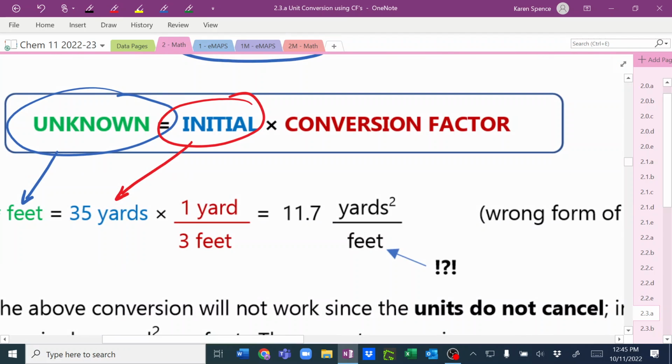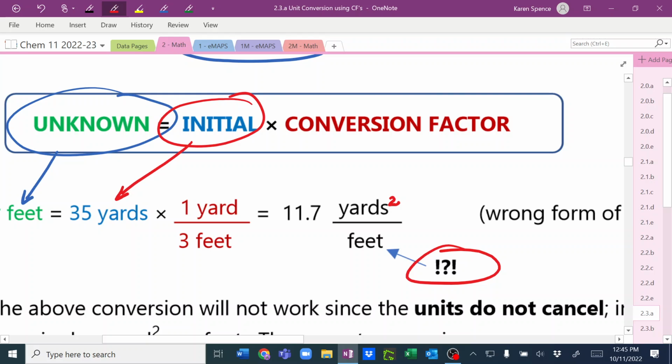What happens if I multiply yards times yards? I get yards squared, yes? Yards squared. And then I've got feet on the bottom. The feet hasn't canceled with anything. So I have yards squared over feet. And what the heck is that?